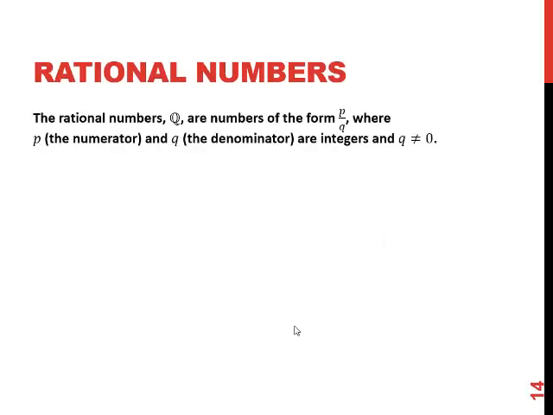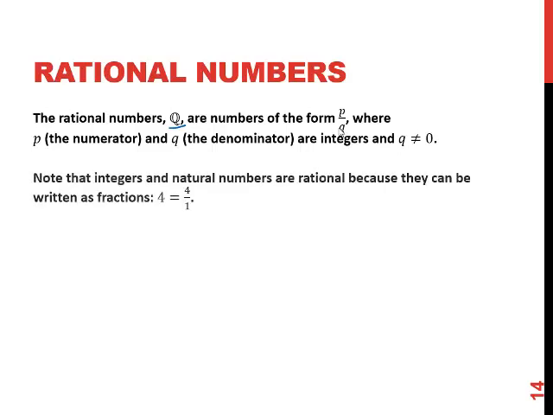Our next group of numbers are the rational numbers. They're numbers of the form P over Q. We give them the symbol Q, the fancy Q, for quotient. And in these numbers, the P is an integer, and we call the top integer the numerator. Q is also an integer. It's an integer not equal to 0, and that's called the denominator.